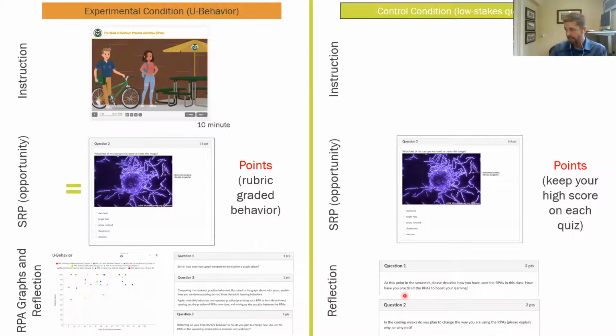We also gave them some reflection questions. We asked them how they think they were doing in the semester and if they're going to change their behavior at all, or those sorts of questions as well. So those were the 2 conditions.